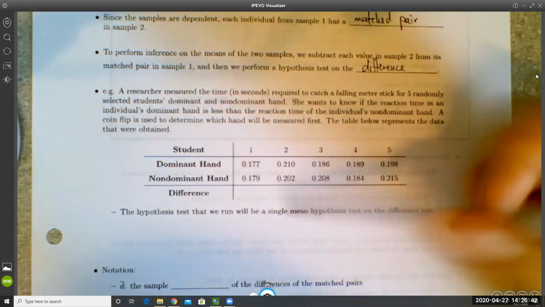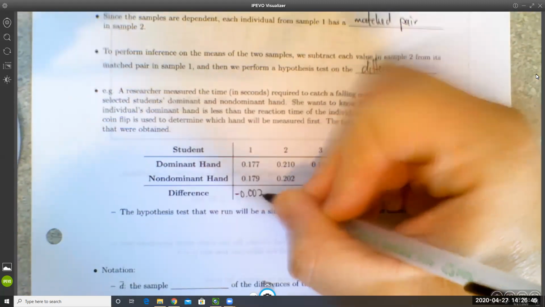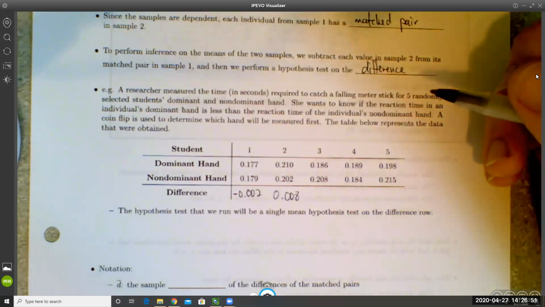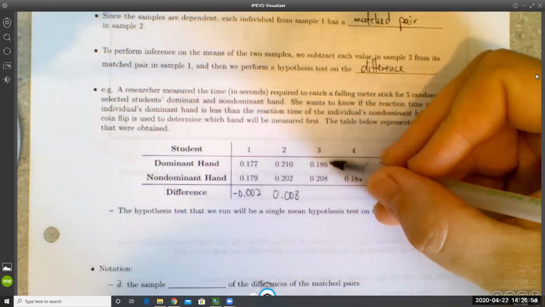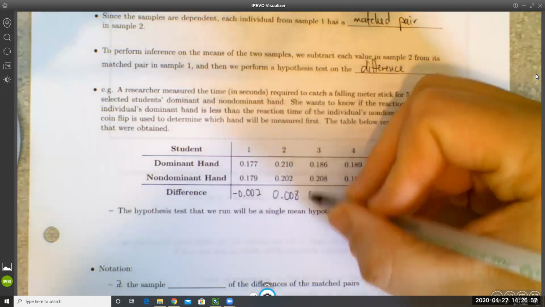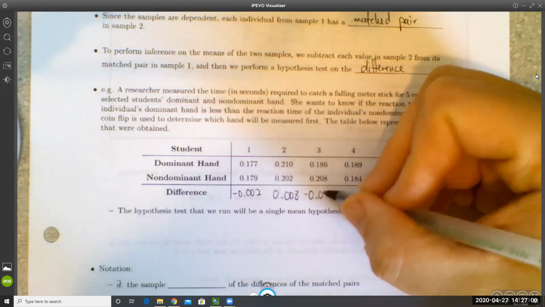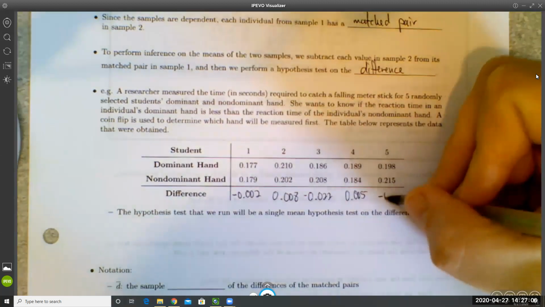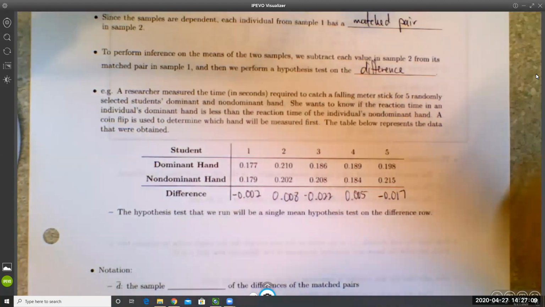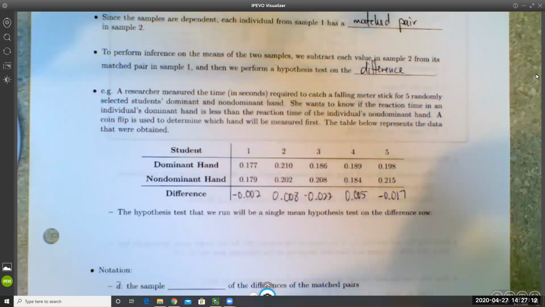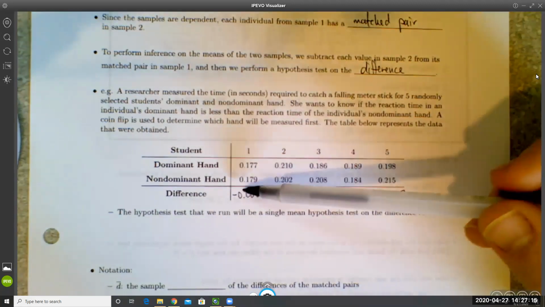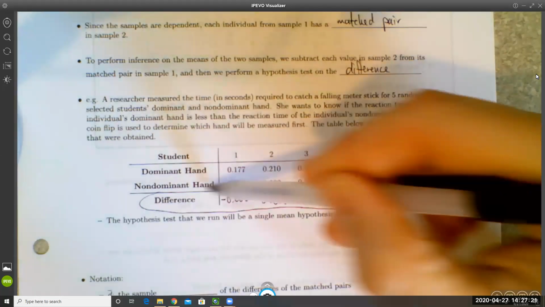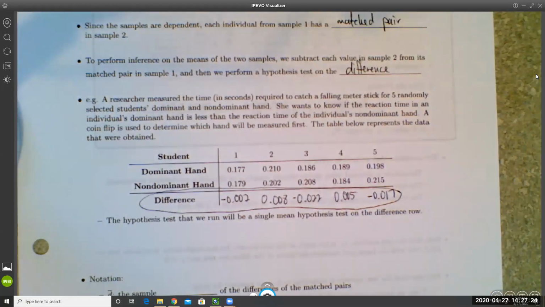The difference in this case would be negative 0.002, right? And here it would be 0.008 and so forth. Oh, what would this be? 14 plus 8, so 22. So negative 0.022, and then 0.005, and then negative 0.017, I think. Okay, so what we end up doing is we just run a hypothesis test on this bottom row right here, on the difference of the two rows.